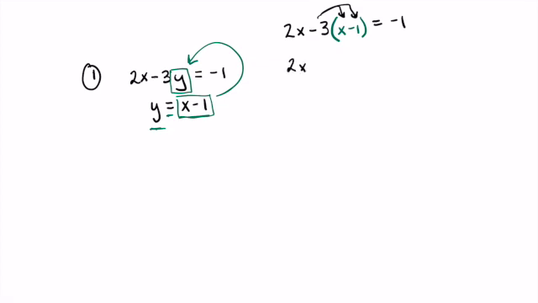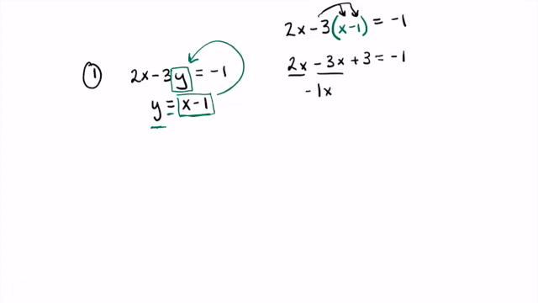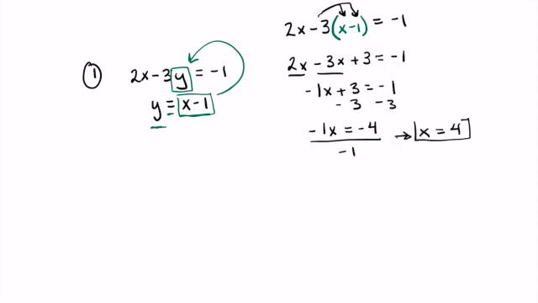And then I will distribute and solve for my x value here. So I have 2x minus 3x plus 3, because that negative 3 distributes to everything in there, equals negative 1. I'm going to combine my like terms. 2x minus 3x gives me a negative 1x plus 3 equals negative 1. Subtract 3 from both sides, and I get negative 1x equals negative 4. I need to get rid of that negative, so I'm going to divide both sides by negative 1, and we get x equals positive 4. So that's one piece of my solution.